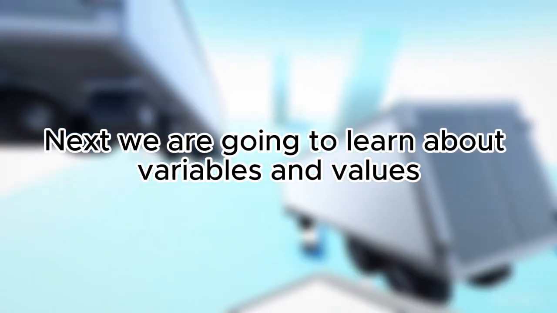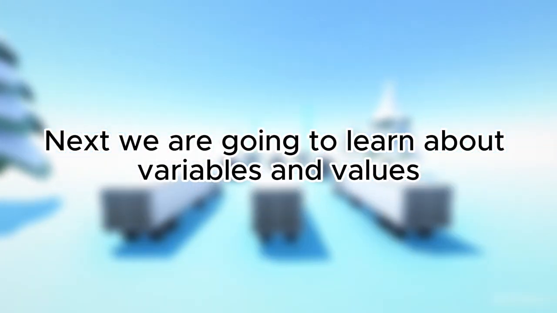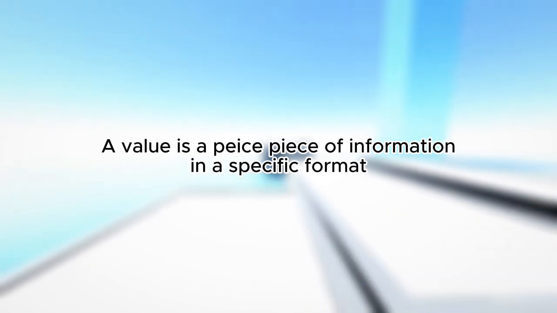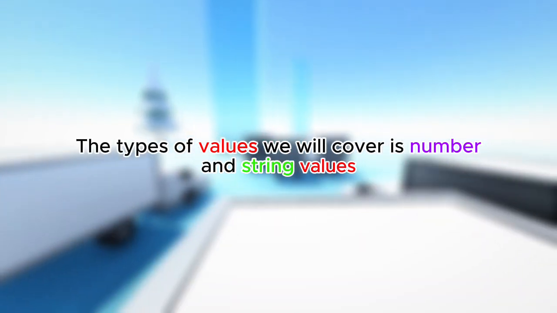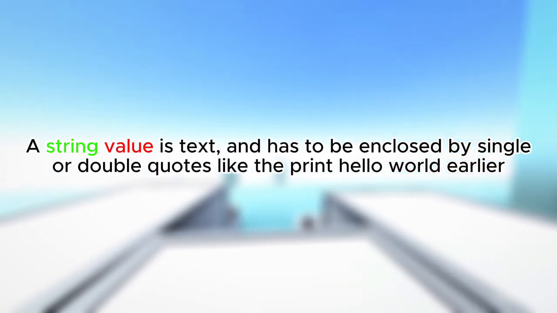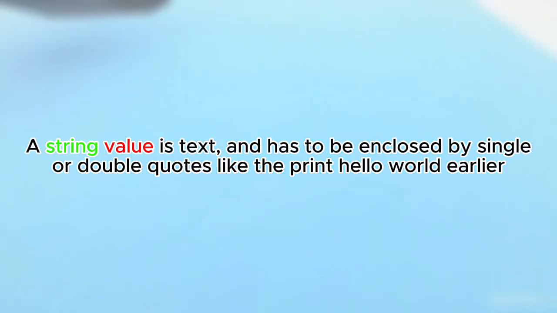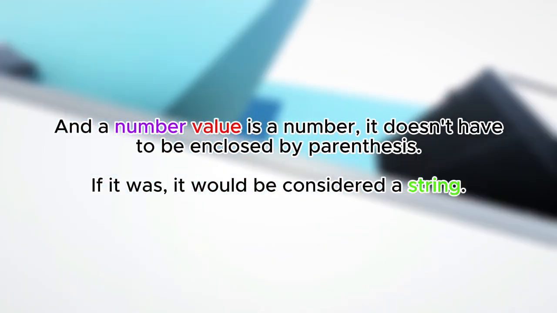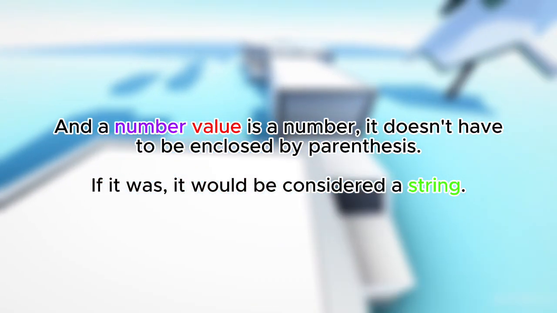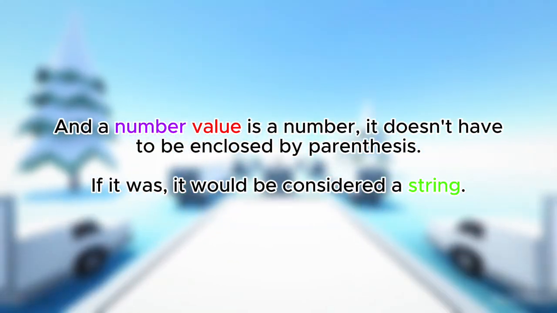Next we are going to learn about variables and values. A value is a piece of information in a specific format. The types of values we will cover are number and string values. A string value is text and has to be enclosed by single or double quotes, like the print hello world earlier. And a number value is a number. It doesn't have to be enclosed by quotes. If it was, it would be considered a string.